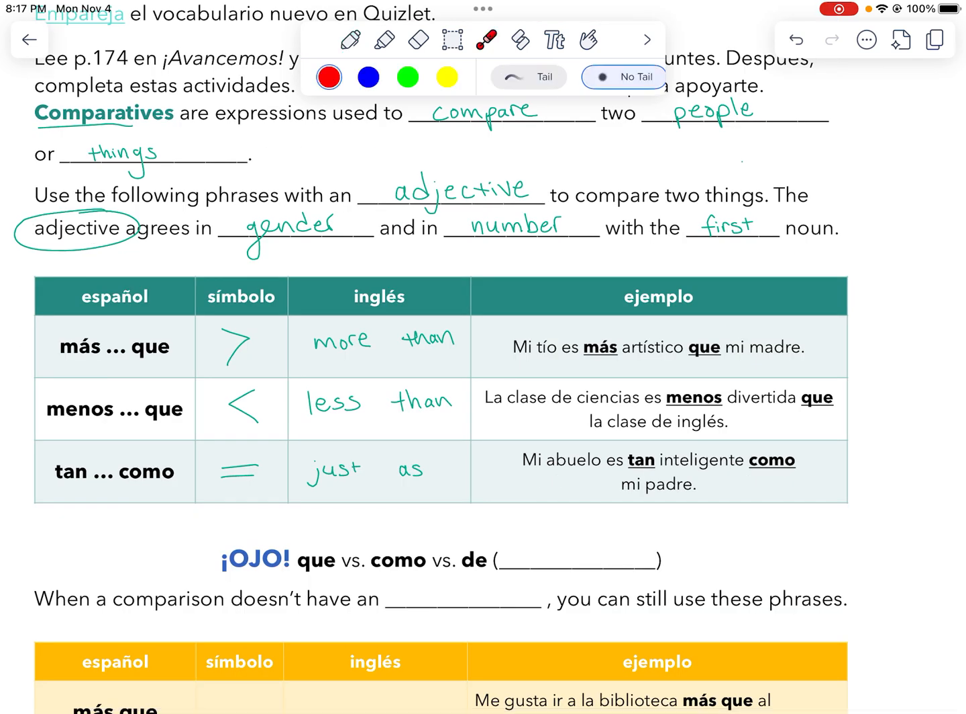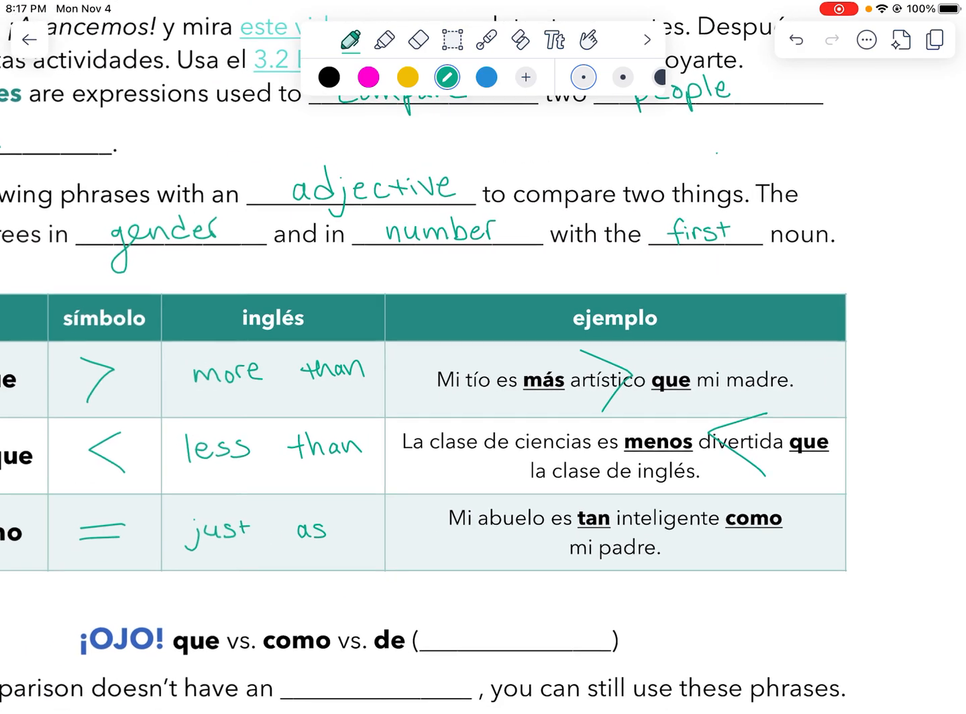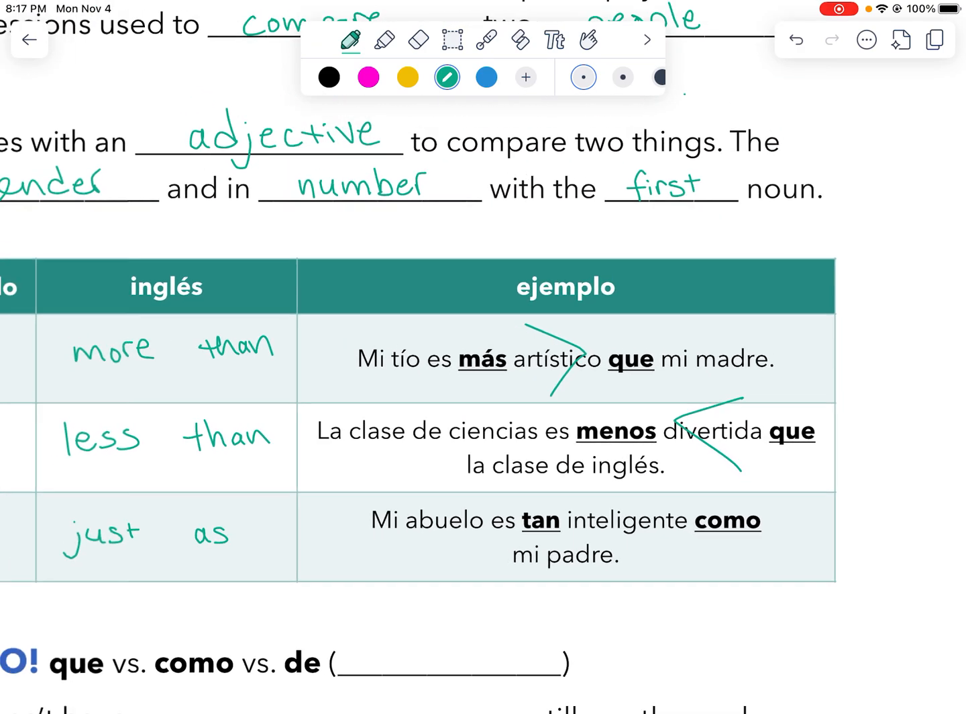So here's why. Okay, so we have más que. Más que is more than. So you say, mi tío es más artístico que mi madre. My uncle is more artistic than my mom. It works just like in English, right? La clase de ciencias es menos divertida que la clase de inglés. Science class is not as fun as English class. It's less fun than English class.